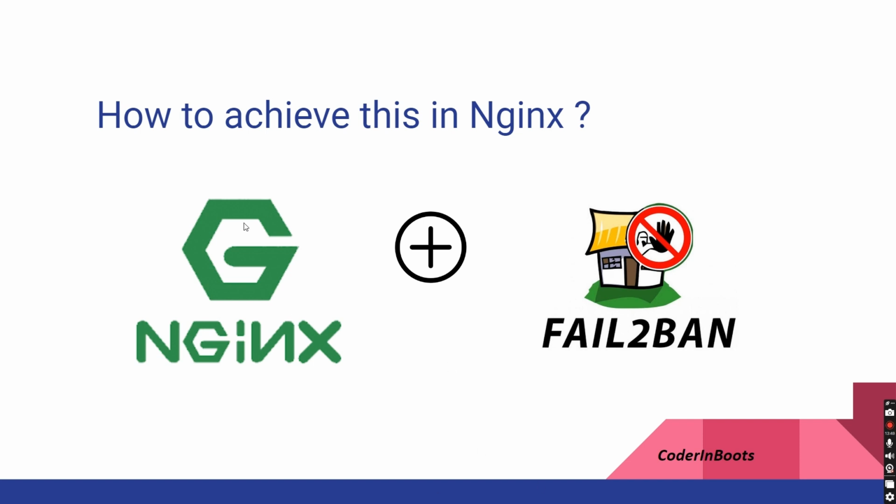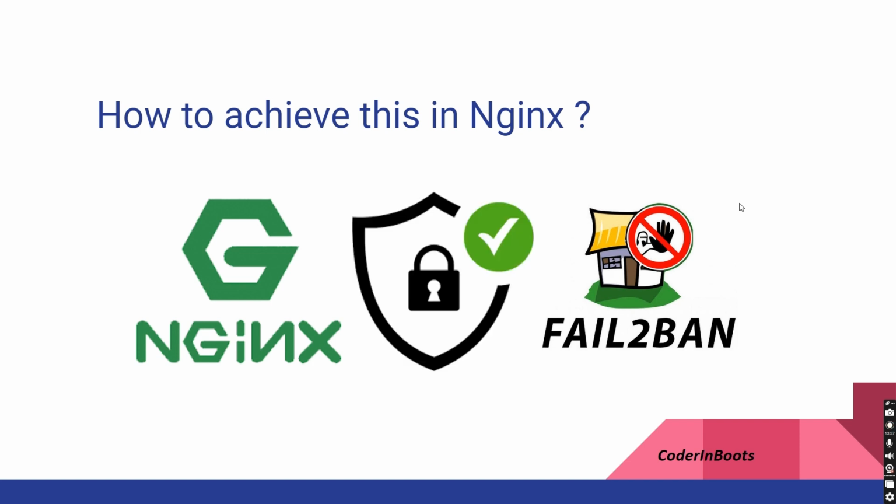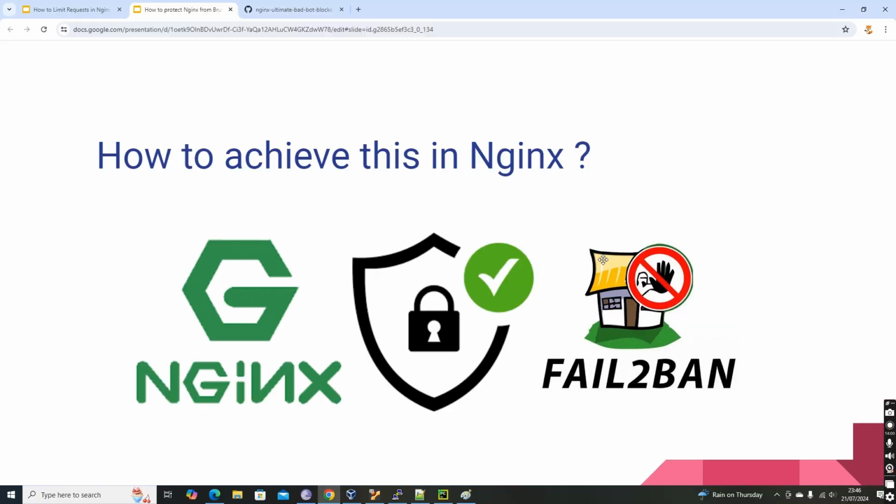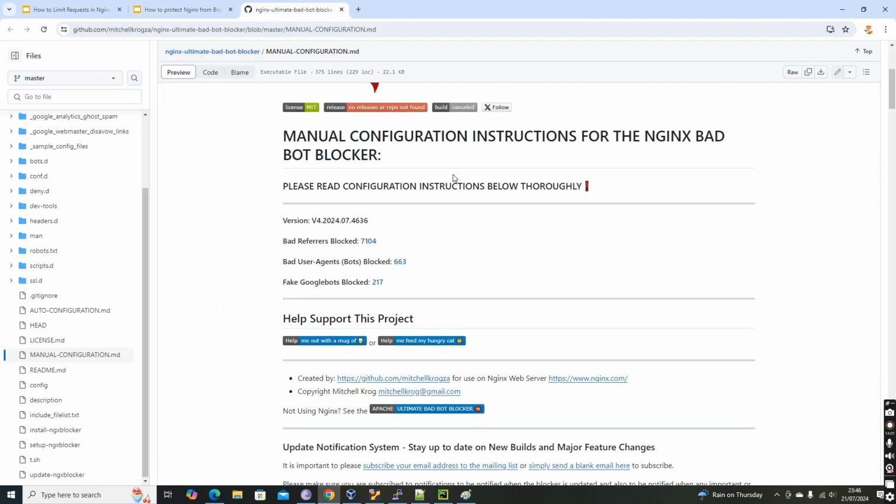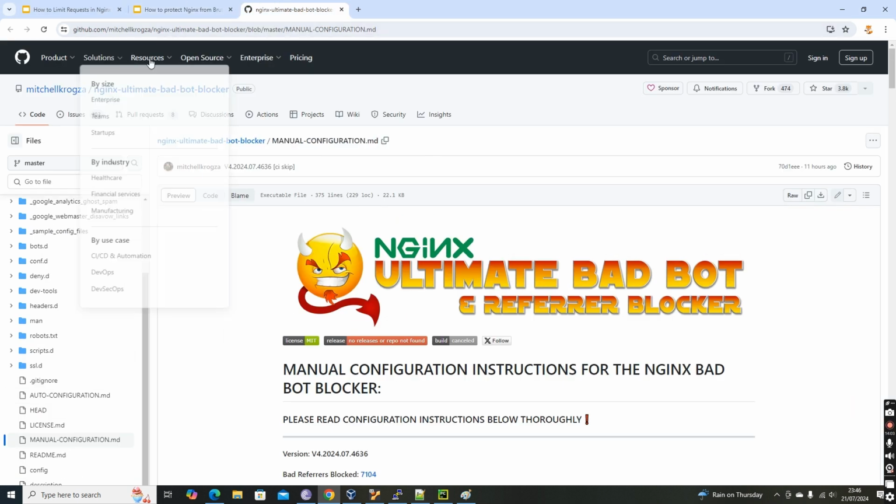Okay, so that means by adjusting some configurations in NGINX and also by deploying Fail2Ban, together we can achieve a good level of security in your application. So let's move on to the bad bot blocker, the fourth point that we discussed, right?